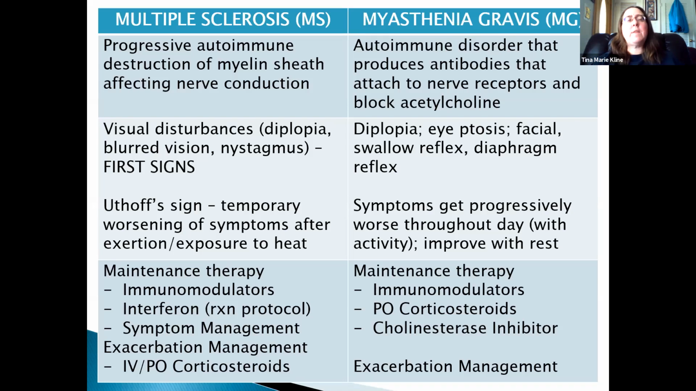So just like with any other chronic disease, okay, you have maintenance therapy, you have medications that they are going to be on all the time, basically to essentially keep the disease under control, to slow the progression of the disease. And then you're going to have medications that you use specifically during periods of exacerbation. So if you think about MS, this all has to do with an autoimmune disorder. So you have the immune system that's destroying the myelin sheath.